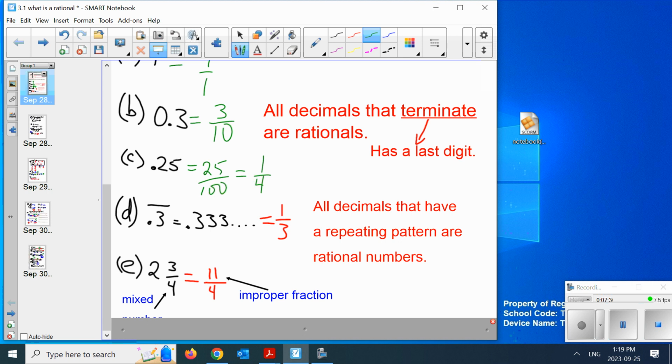All mixed numbers are definitely rational numbers. Just to review those, you guys know improper fractions, how to go back and forth, right? I'm seeing some nods, but if you don't, let's talk about math.